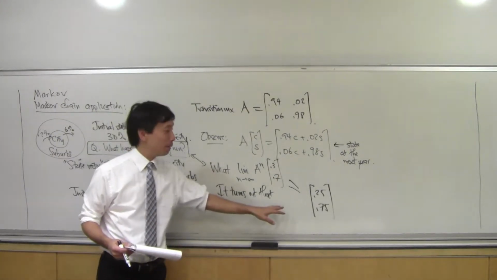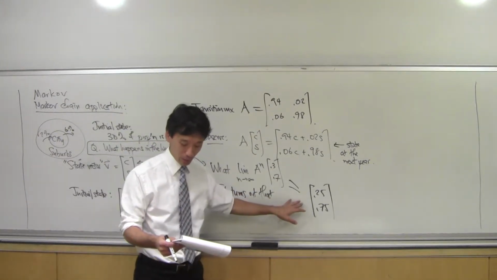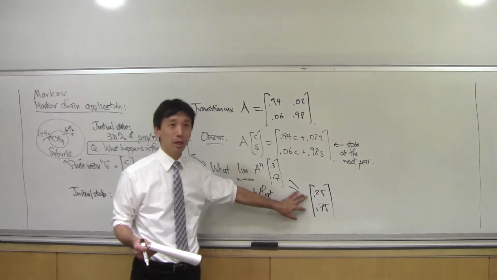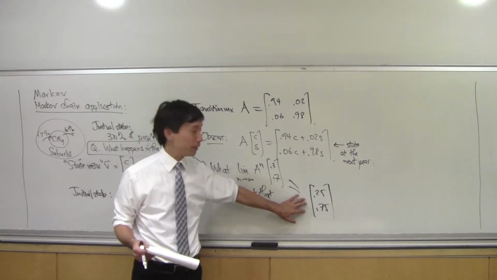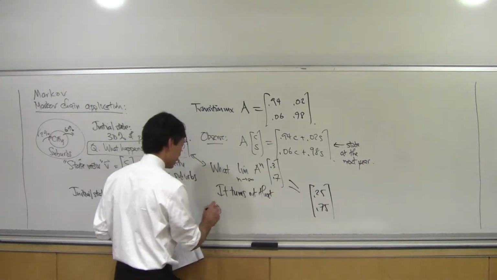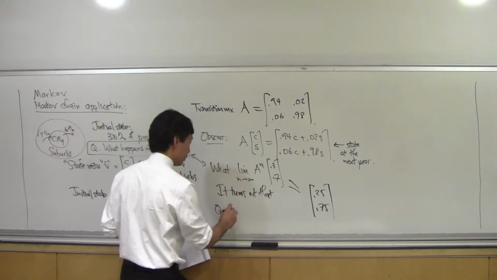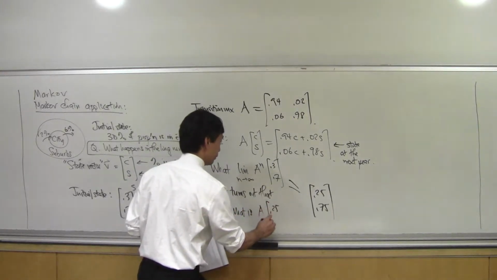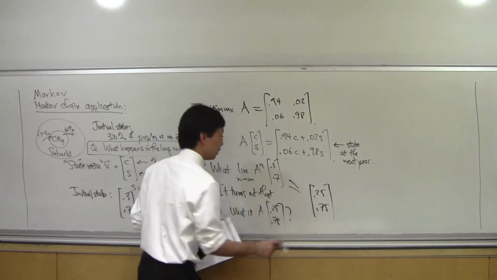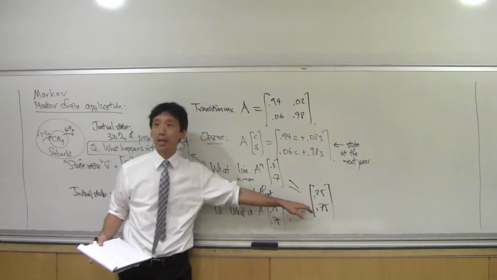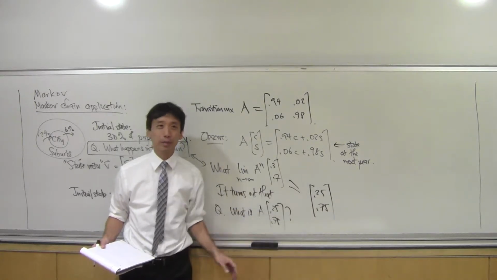Okay. So you should be wondering, how do you figure that out? Why is this? How do you find out that this happens? Before we answer that, let me ask the following question. What is A times 0.25, 0.75? What if I take that final state of your city and then add one more year to it?